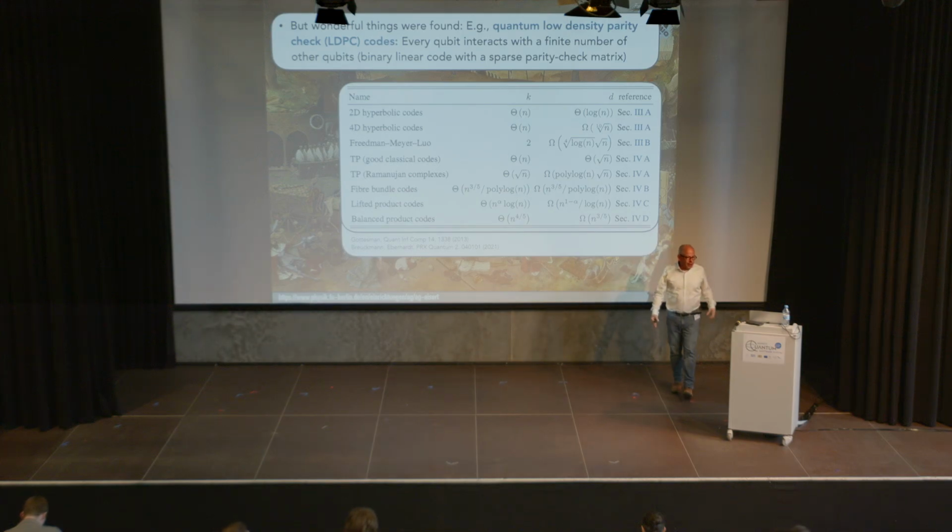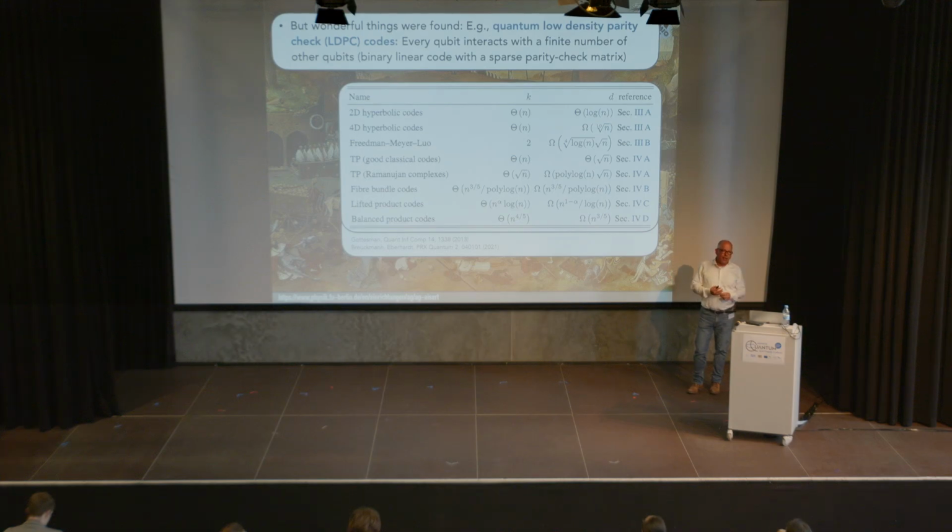For example, quantum low density parity check LDPC codes were discussed, where every qubit interacts with a finite number of other qubits, so that the binary linear code, as we will see later, has a sparse parity check matrix sitting there.